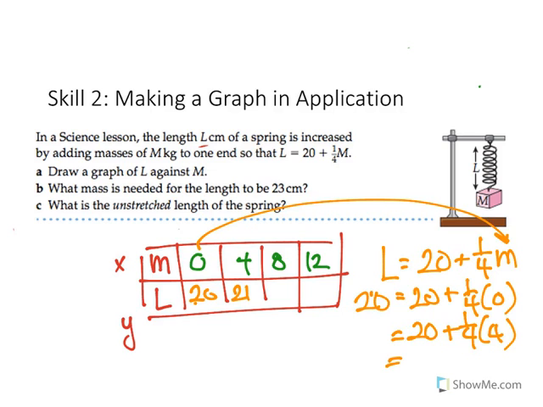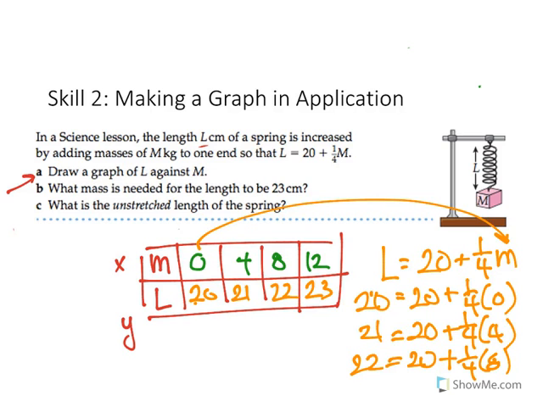Then I do the same thing with 8. 20 plus 1/4 times 8. Well, 8 divided by 4 is 2 plus 20 is 22. And you can start to see a pattern here since I counted by 4, so the next one will be 23. Okay, so now you have your table of values. You can use this to draw your graph.